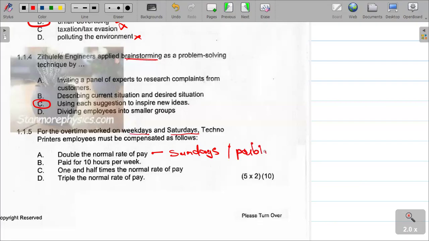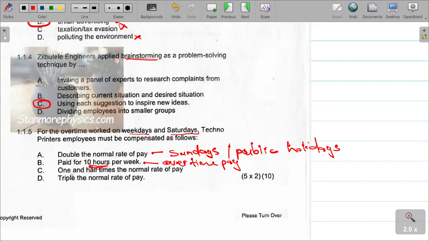Sundays and public holidays, an employee is supposed to be given a double salary. Double salary is on a Sunday, and should be given on a Sunday and on public holidays, right? Overtime is paid for 10 hours per week. That's overtime pay, right? It should not exceed more than 10 hours per week.